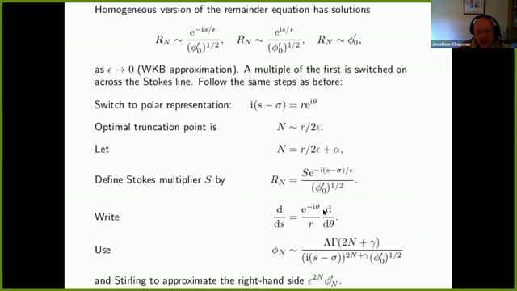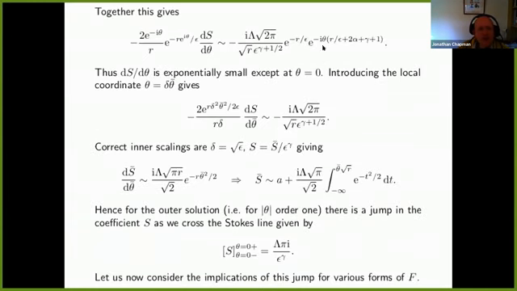I switch d by ds into d by d theta, and I use the factorial of a power ansatz to approximate the inhomogeneous term on the right-hand side of the equation, along with Stirling's formula for the factorial. If you do all that, then you get this equation for the Stokes multiplier, which again is exponentially small, except in the neighborhood of theta is 0.